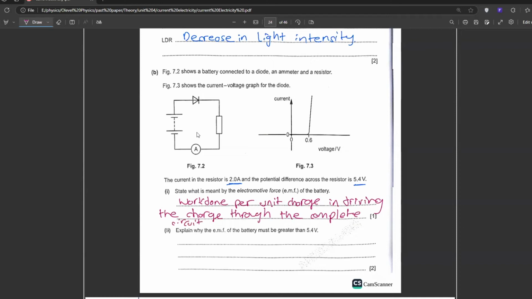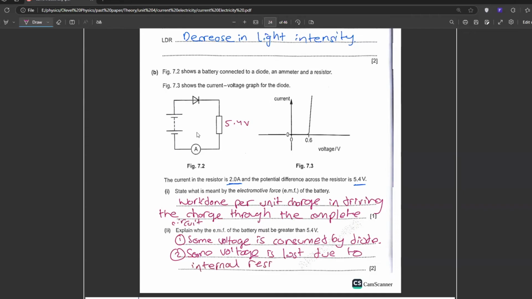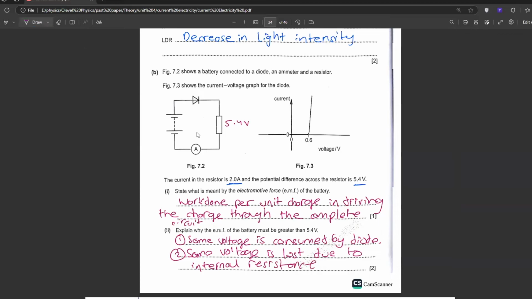Explain why the EMF of the battery must be greater than 5.4 volts. 5.4 volts is only consumed by this resistor. Why should the EMF be greater than 5.4 volts? Because some voltage is consumed by the diode, so you will have to account for that as well. And some voltage is lost due to internal resistance of the battery.